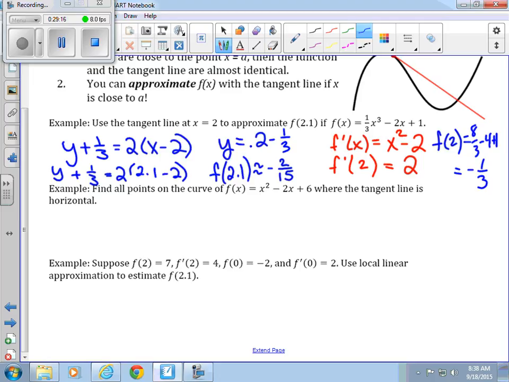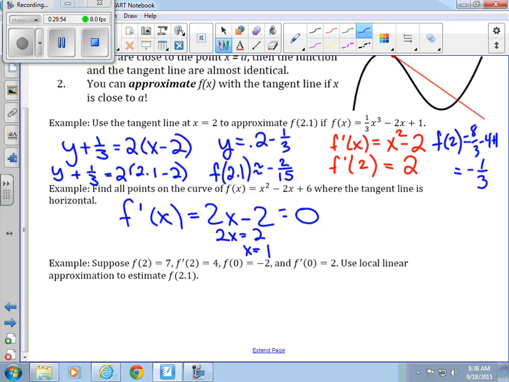What is the slope of a horizontal line? And is the derivative the slope? That's pretty easy to do. Two over the other two. So x is 1. That is where the tangent line is horizontal.